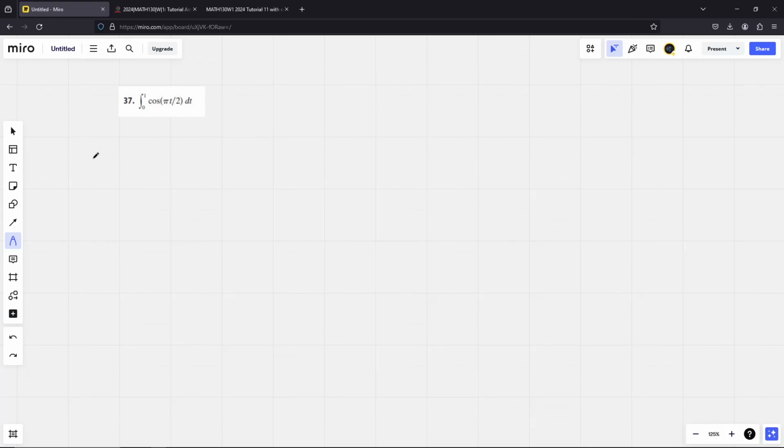Okay, so today we have the definite integral from 0 to 1 of cos(πt/2) with respect to t. So if I look at this, let's look at the problem area. What is my problem area? Well, my angle looks a bit weird and I want to get rid of that. So let's use u-substitution for this one.